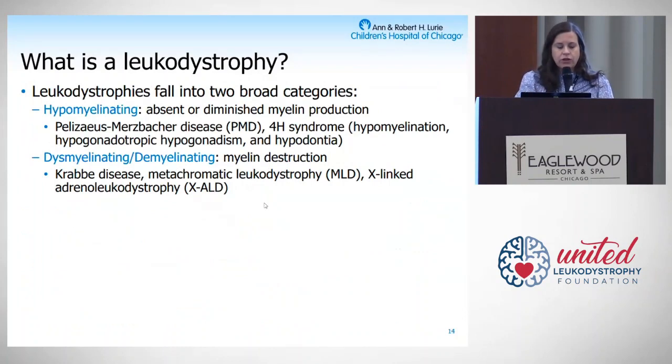So this is not included in the paper. They did not distinguish between the different types of leukodystrophies, but because I'll be touching on it, I just kind of wanted to mention it. So leukodystrophies fall into two broad categories. There's hypomyelinating, which is absent or diminished myelin production, or dysmyelinating or demyelinating, which is myelin destruction. And you can see some of the more common leukodystrophies that fall in the categories. I will not really be speaking much about specific leukodystrophies in this talk, but you'll see occasionally ones kind of classified.